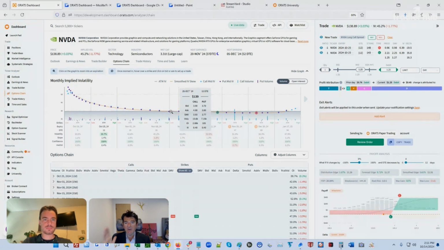Now, the original example was Apple at expiration. So at expiration, the option is exercised or not exercised, and it's all intrinsic value, meaning there's no premium left at expiration.